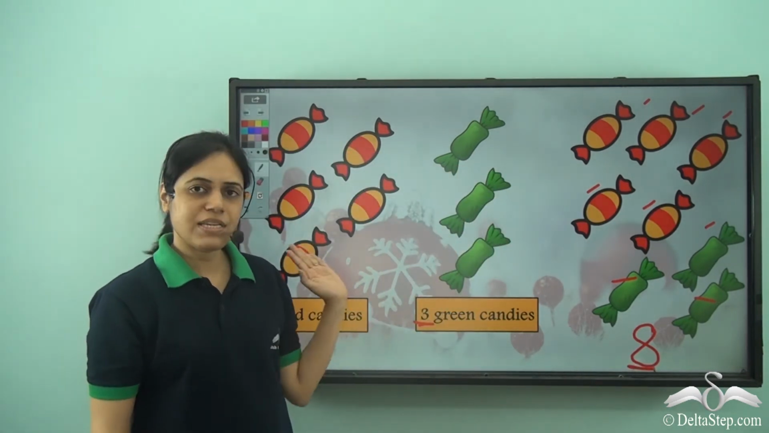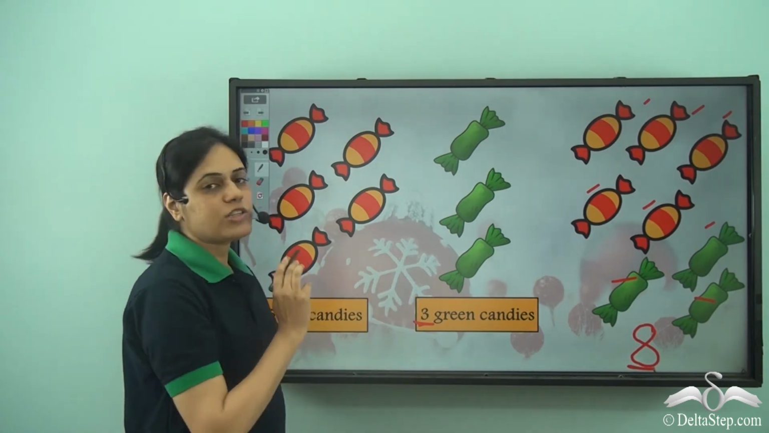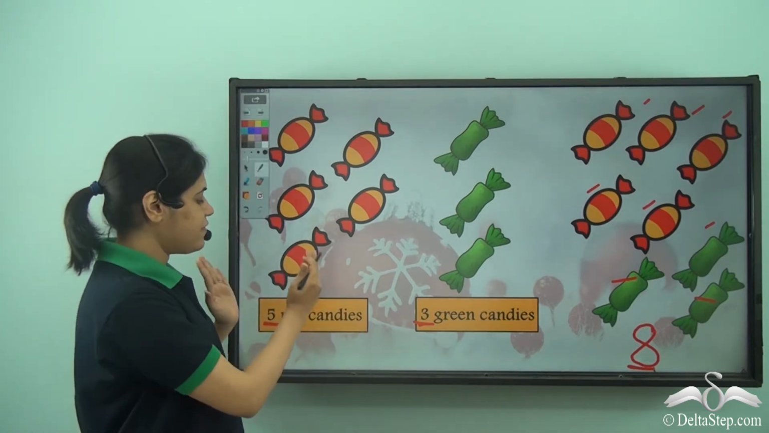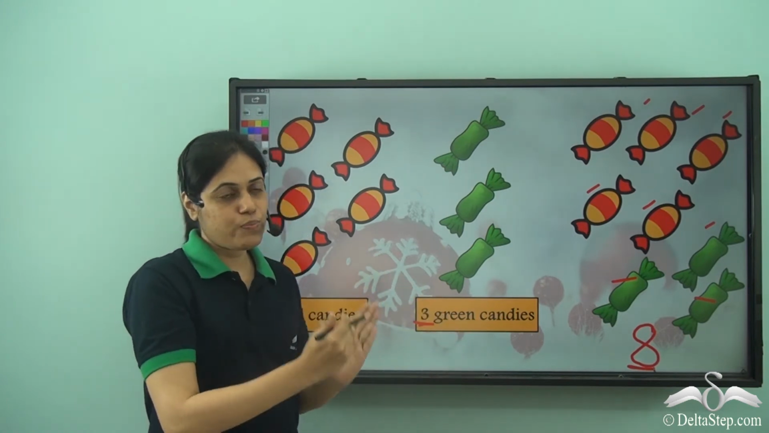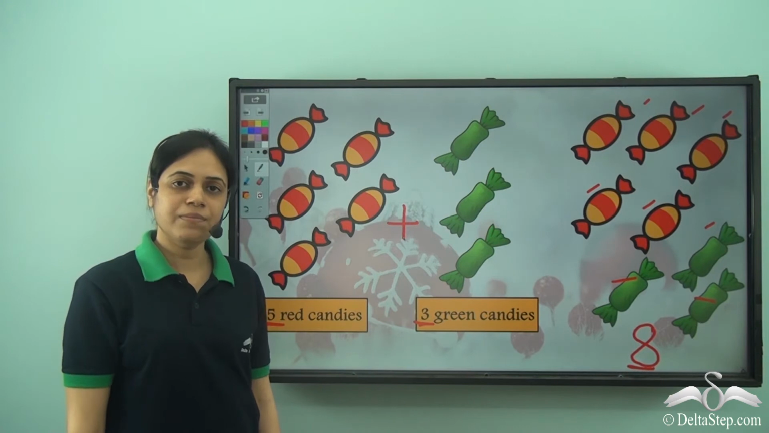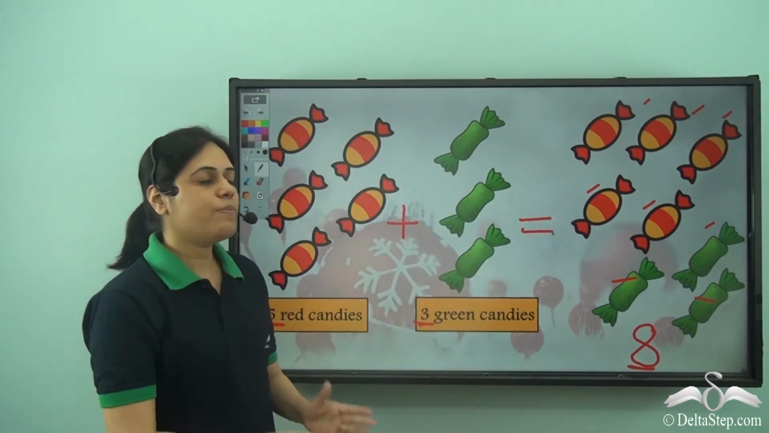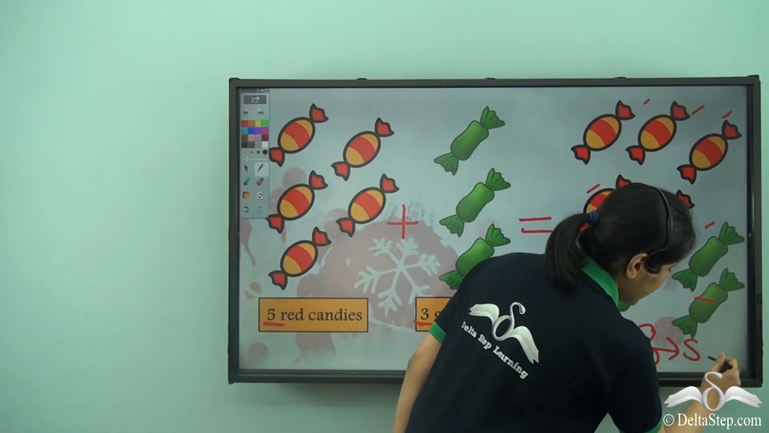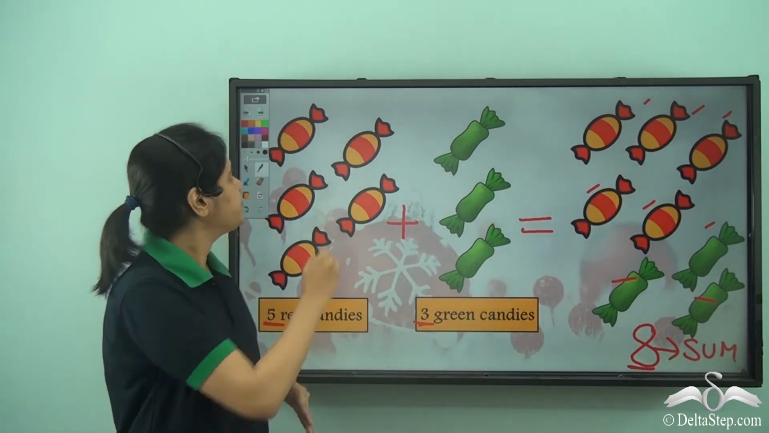But is something missing over here? Yes, the symbols. So what are we adding? What are the 2 things which we are adding? We are adding 5 candies and 3 candies. So we need to put this addition sign in between them, and we need to put the equal to sign before the result, which is the sum. So this 8 is the sum of this addition.